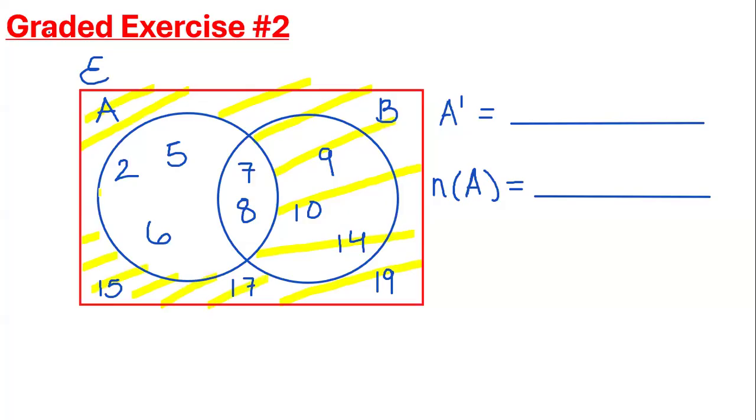So class, what are the numbers that are going to be in A complement? 9, 10, 14, 15, 17, and 19. Let me put this in a different color, let's use red. So A complement is going to be 9, 10, 14, 15, 17, and 19.